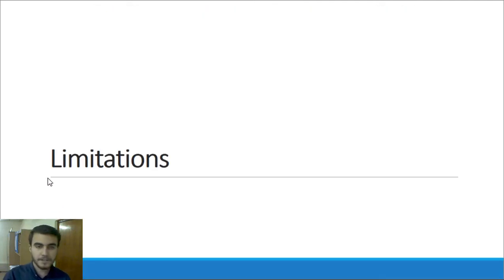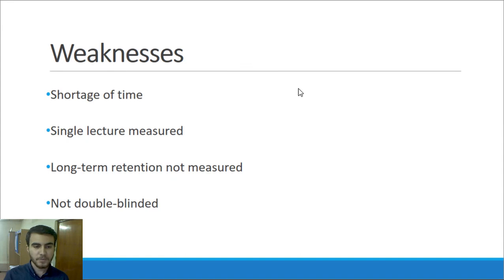Okay, the limitations of our study. Regarding the weaknesses, we did have a shortage of time, or we could have measured more variables and things like that. The lectures that we measured, it was only a single lecture, so if we could have measured more lectures, we could have had a more real life result. And long-term retention was not measured, which is an important factor. And the study was not double-blinded, although we took every measure to make sure that the lecturers didn't behave differently in the 2 classes.